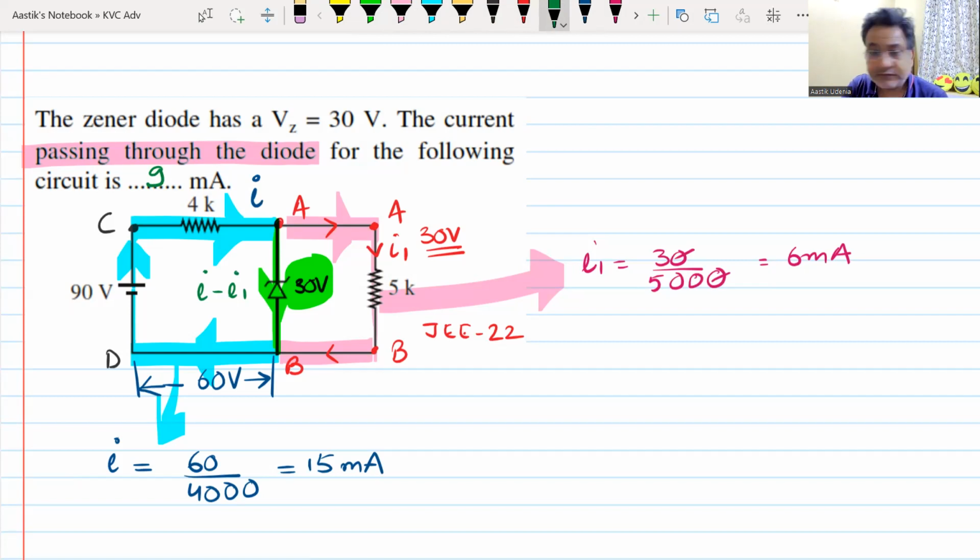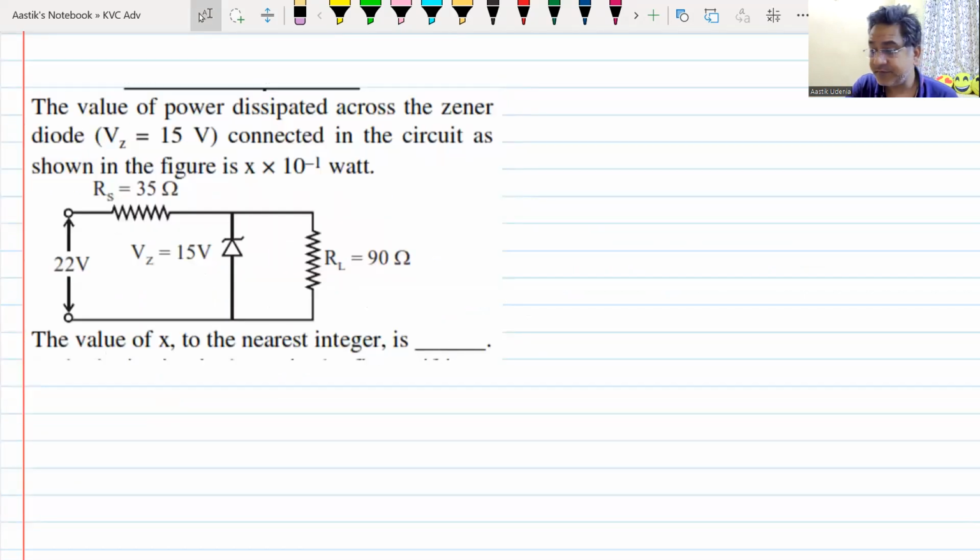Since you have understood this, I have one more question, by luck, that is there from the same session, same year, the year of 2022. I will present this question to you, and I hope that I get an answer for this one. The value of power dissipated across the Zener diode, the Zener voltage is given as 15 volts, connected as shown in the figure, is x into 10 raised to the power minus 1 watt. What is the value of x? The resistances are given. I'll give you 2 minutes to give me the answer for this one. Yes, do we have an answer?